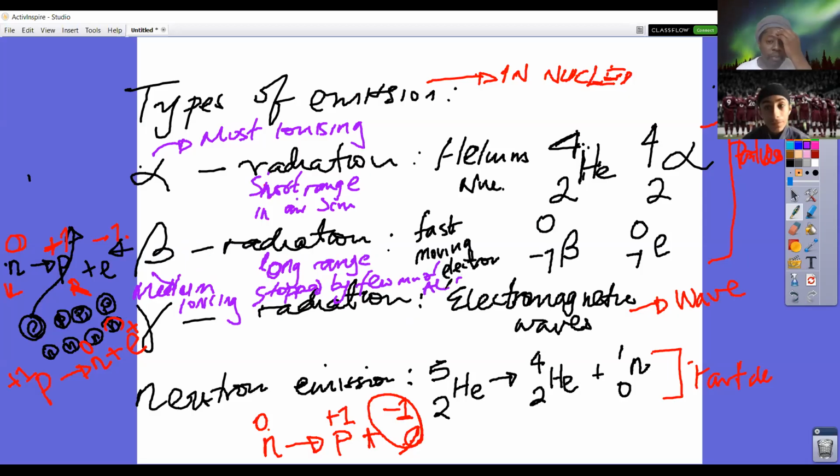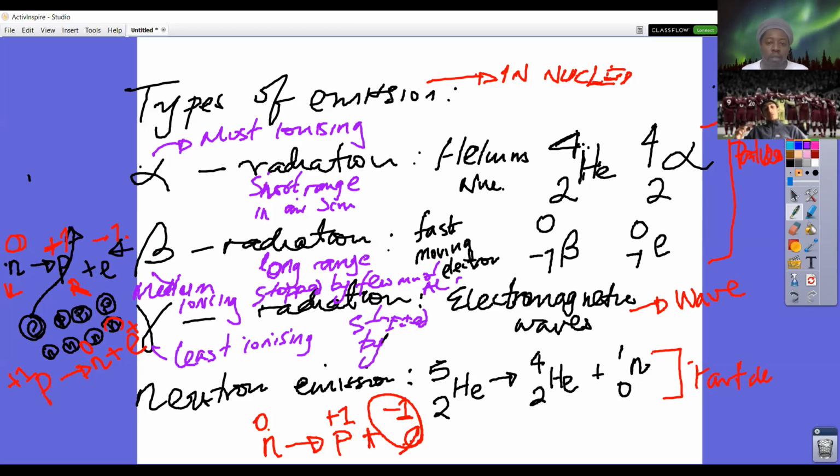Whereas gamma radiation, this here, is the least ionizing, because it's just waves. Least ionizing. And it's got the largest range of all of them. And actually to stop gamma, you need some thick layers of lead, okay? So it is stopped by thick lead.